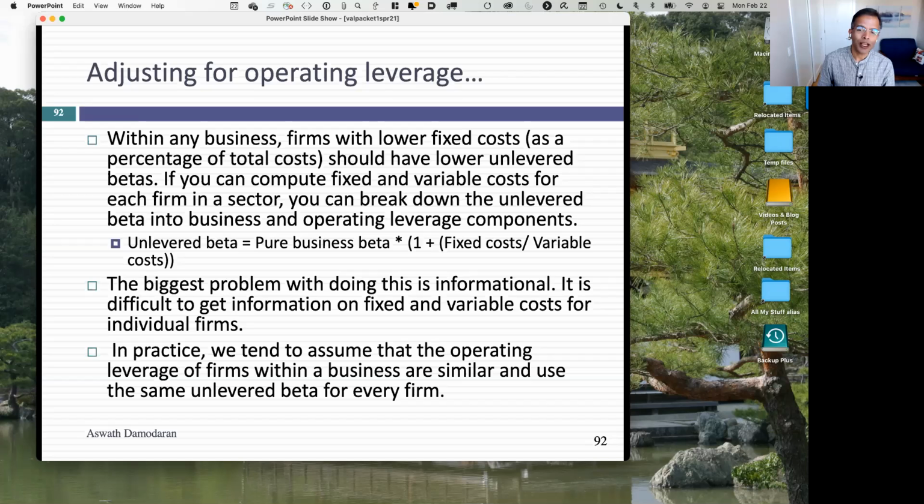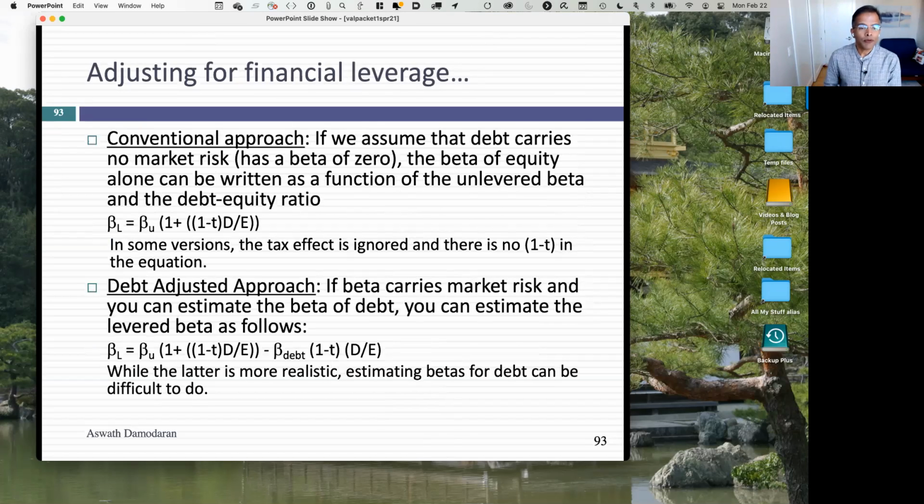So I'm kind of preempting the critique you will have, which is how come you're not adjusting for operating leverage? It's because in most cases, I don't have the information. It's an information problem, not a technique. We know how to control for operating leverage. We just don't have the information. And with financial leverage, we have a much better shot.